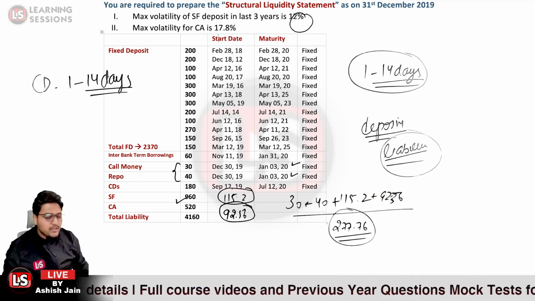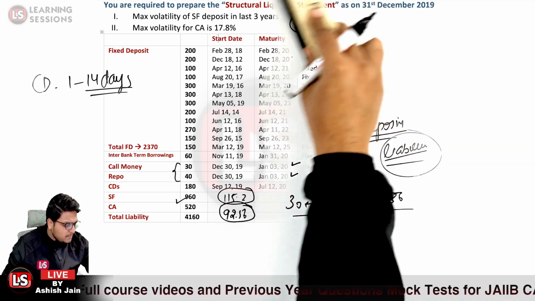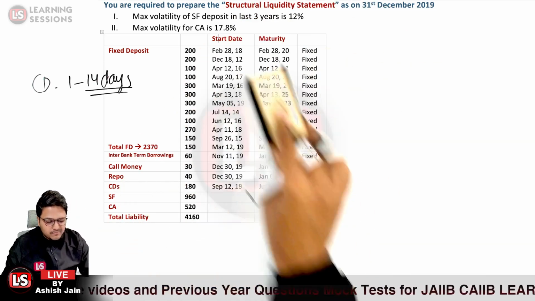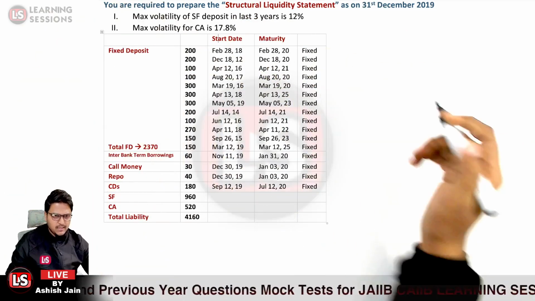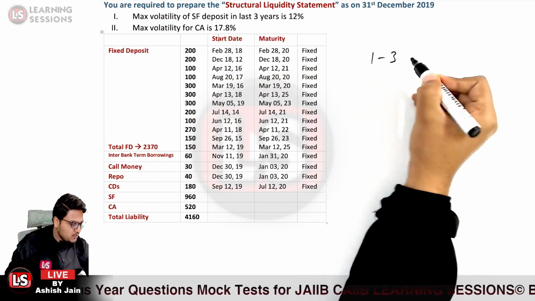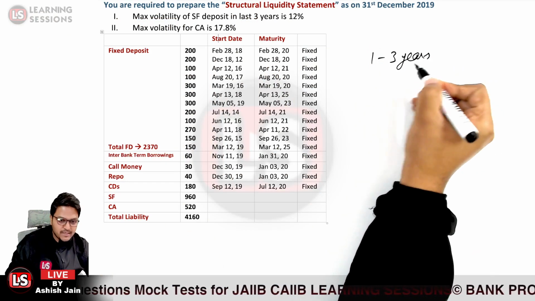Next question. It says, what amount is to be placed under the 1 to 3-year bucket? Kindly do answer at the earliest.